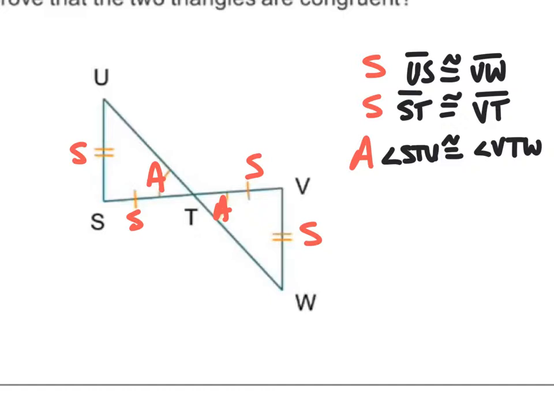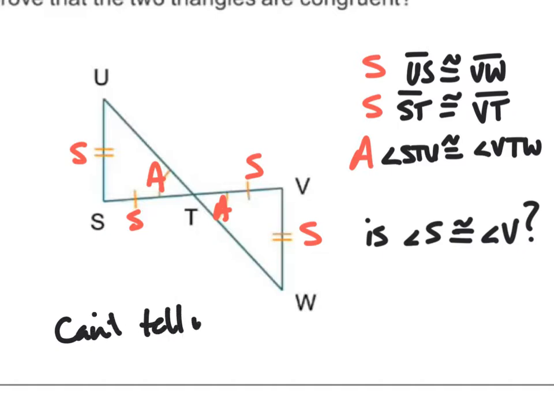Now, they very well might be, but I don't know anything about the included angle, S and V. So the question is, is angle S congruent to angle V? And I don't know. We're not given that information. You have to have the included angle in between these two sides in order for you to say that these are congruent. So we can't tell if they are congruent. They might be, but we don't know. So it has to have the included angle.